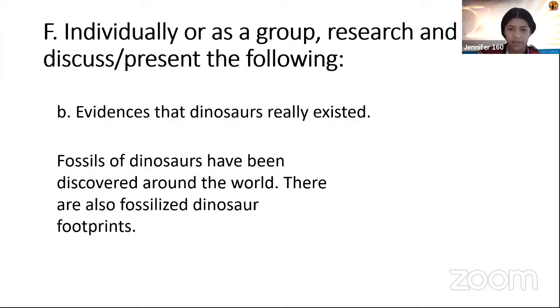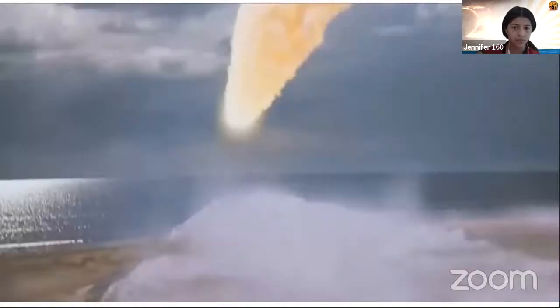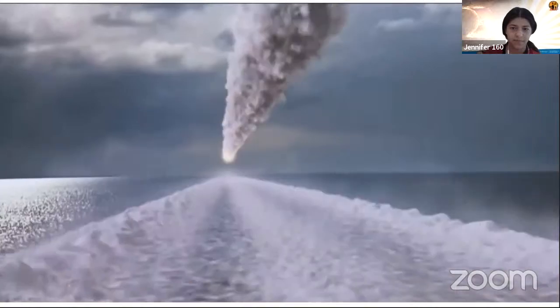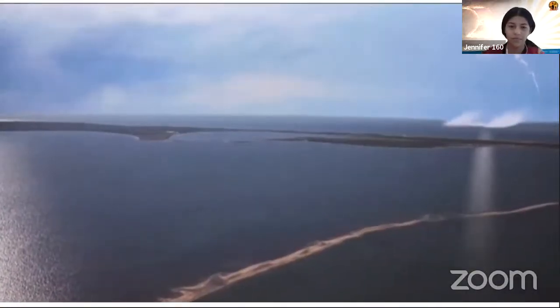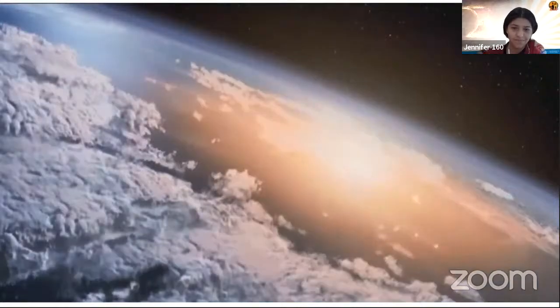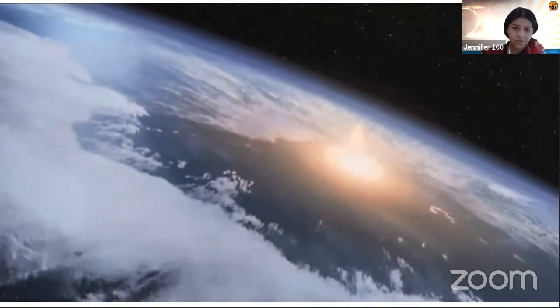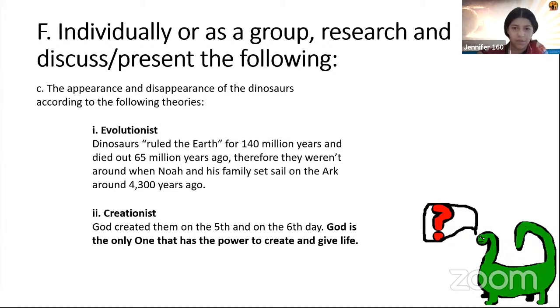Evidence that they existed: fossils of dinosaurs have actually been discovered around the world. There are also fossilized dinosaur footprints. So we're going to be talking about evolution, theories of dinosaurs during evolution, and creation.